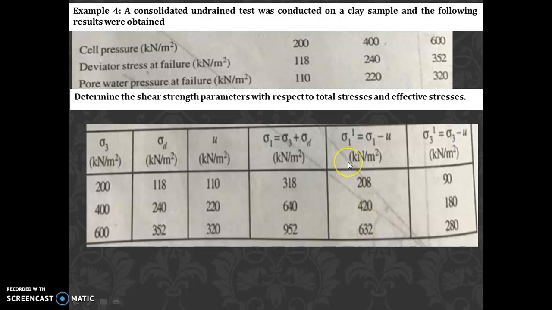Same as sigma 1 dash, you can calculate sigma 3 dash also. How? Sigma 3 minus u, deduct the pore water pressure. Sigma 3 is 200, 200 minus 110 gives 90. Next is 400 minus 220, 180. Next is 600 minus 320, which is equal to 280. So like this you can calculate the total stress and effective stresses.